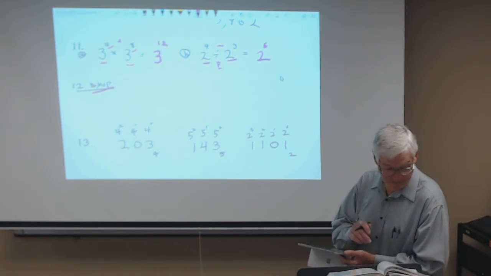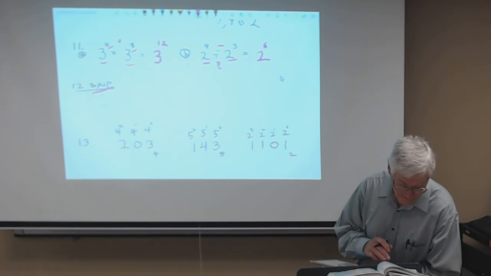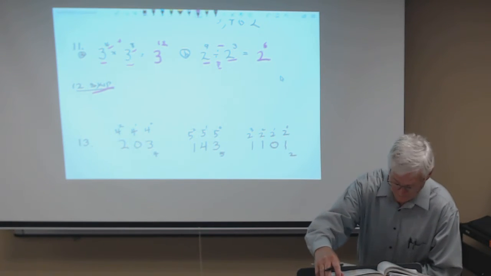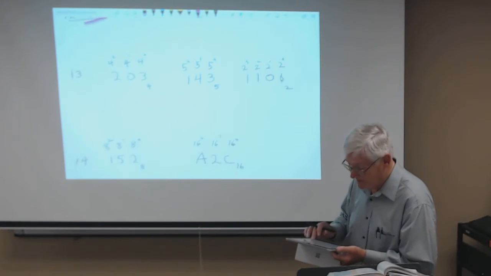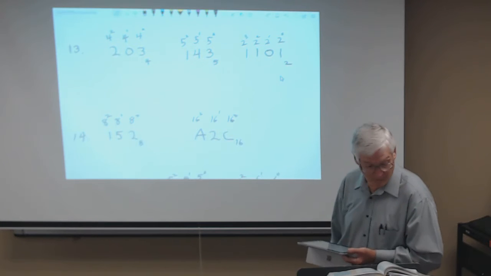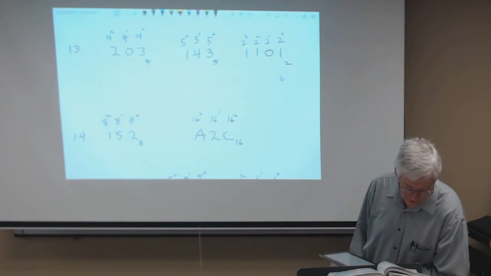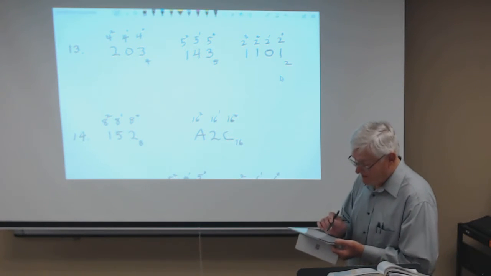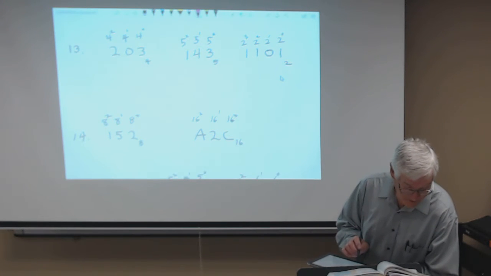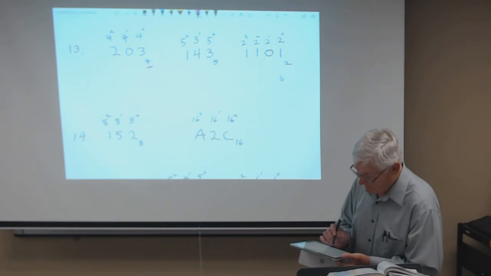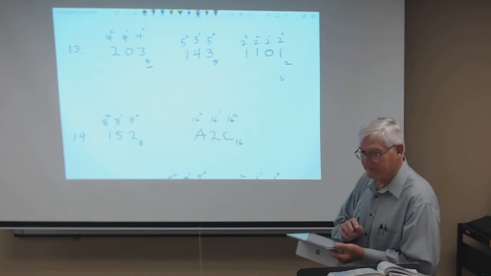Skip number 12. Why? What did it say? Oh, another expanded notation thing. We're just going to skip those. Let's go to 13. What does 13 say to do? Change 203 in the base, where did it go? 4 to a decimal numeral.